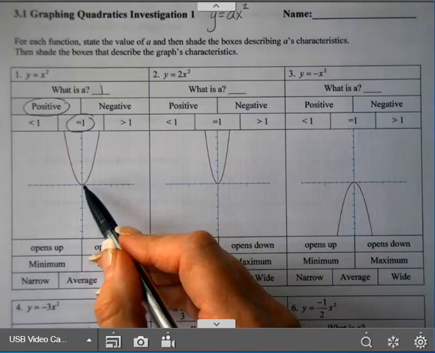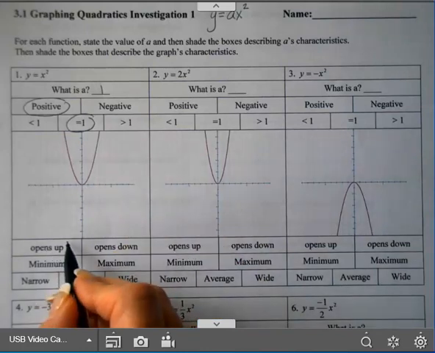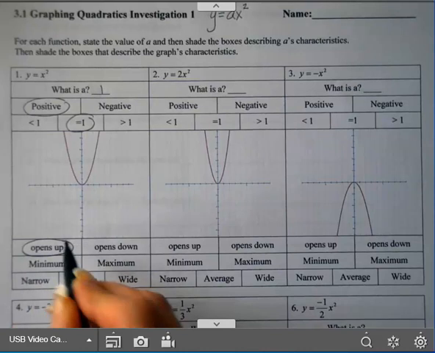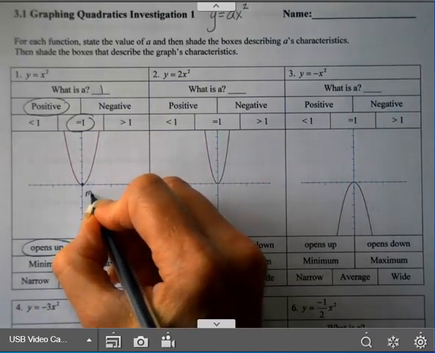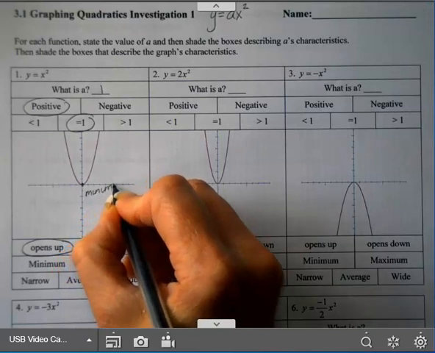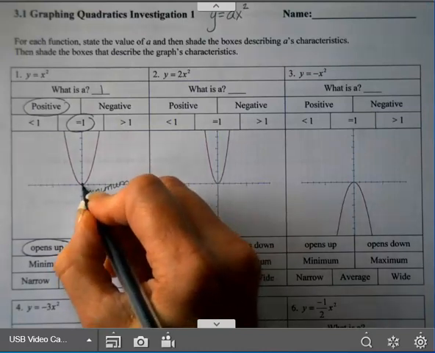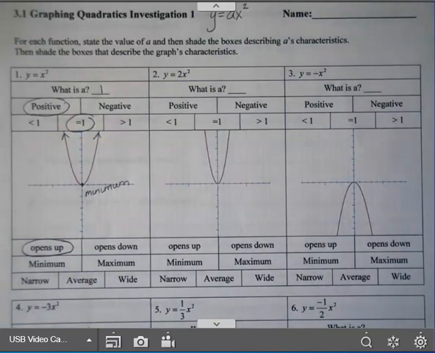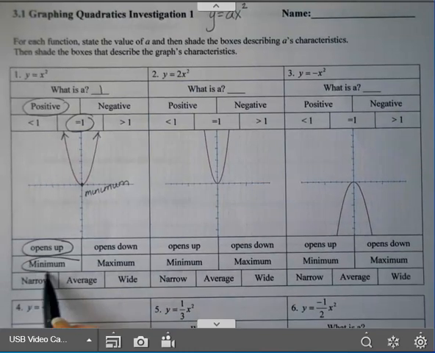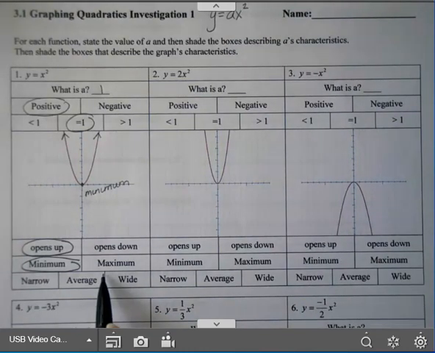Our graph looks like this, and this graph opens up, it's smiling. And this is the lowest value it gets to. So we have a minimum here. And this graph will go up forever and ever, so it does not ever reach a max. So we're going to circle minimum here. And we're going to compare all the graphs to this one. This is what we're going to call our average graph, the shape of it.